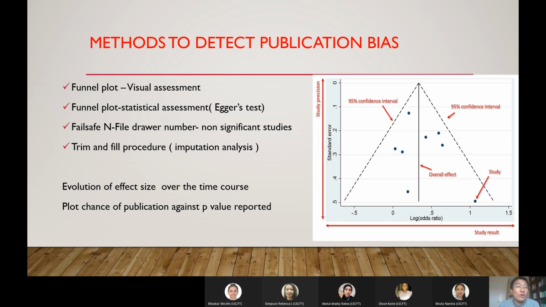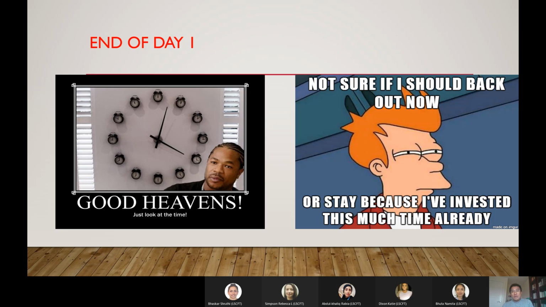But if they don't give you a funnel plot in the options, the option will be this one: fail-safe N and file drawer. Okay, so we are done for today.